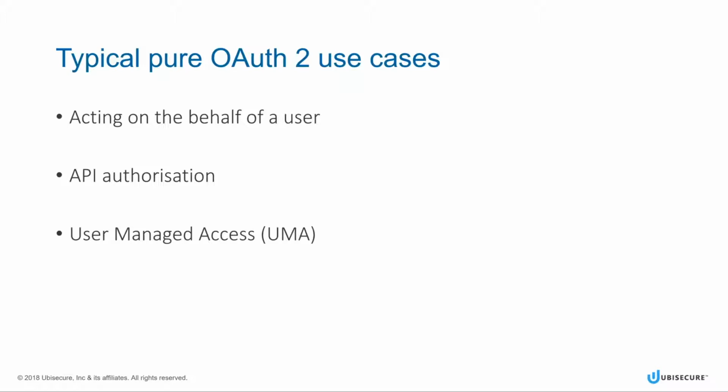Another typical use case is user-managed access, or UMA, which is simply a profile of OAuth 2. UMA is all about sharing data between different parties, with the permission of how that data is going to be used and who it can be given to.